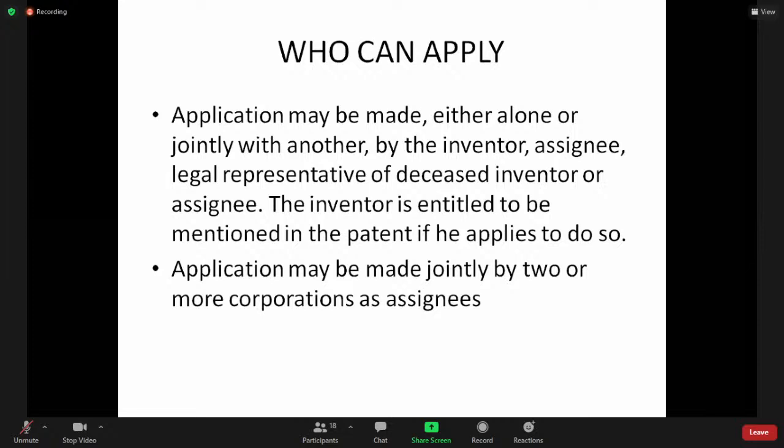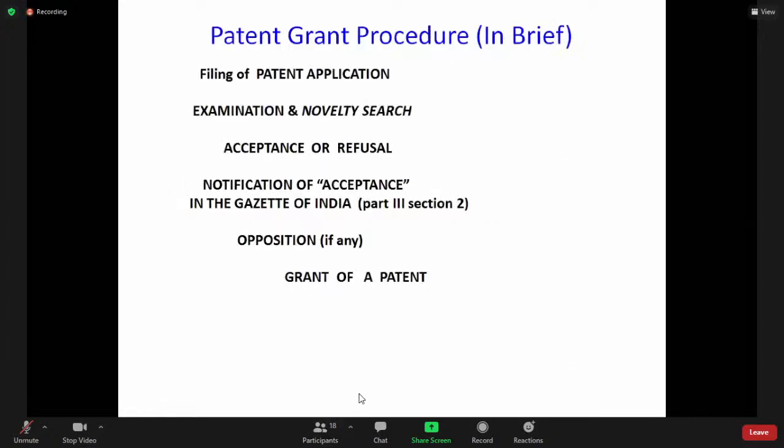So four or five people can together file one application. Someone else can also be the assignee on your behalf, or a representative. Or if you are working for a company, that company may be the assignee, and you may work as an inventor. So the application may be made jointly by two or more corporations as assignees. So utilize all these things. So this is a brief patent procedure.